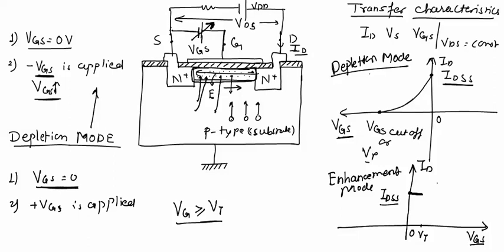So when applied VGS is greater than threshold voltage VT, these electrons in p-type substrate will be attracted in the channel. So the electron concentration in the channel will be increased, and drain current ID will increase, and we will get characteristics like this. So these are the transfer characteristics of a depletion MOSFET in enhancement mode. In enhancement mode we applied positive VGS, while in depletion mode we applied negative VGS.